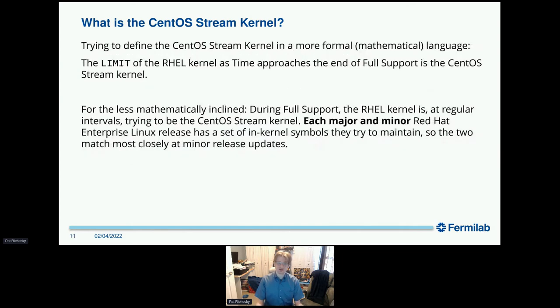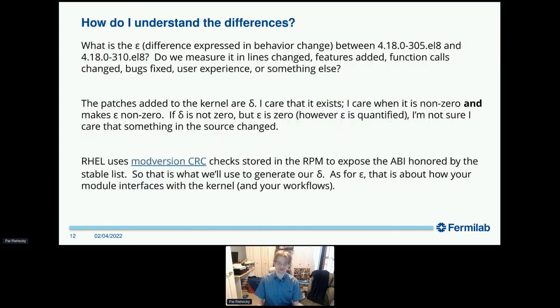Trying to define the CentOS stream kernel in a more formal or mathematical language, the limit of the RHEL kernel as time approaches end of full support is the CentOS stream kernel. Or, for those of you who are less mathematically inclined, during full support, the RHEL kernel is at regular intervals trying to be the CentOS stream kernel. Each major and minor release of Red Hat Enterprise Linux has a set of in-kernel symbols that they try to maintain. So the two match most closely at minor release updates, but there is an effort to try and keep them moving in the same direction.